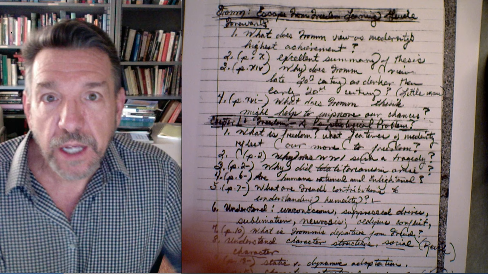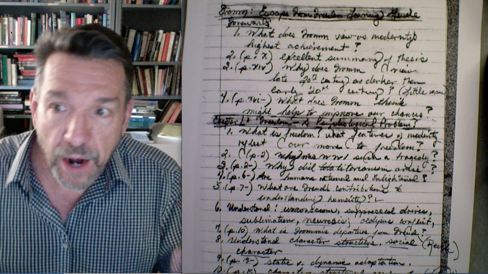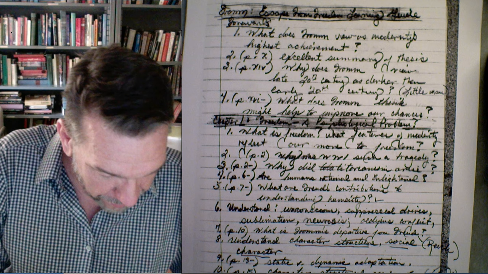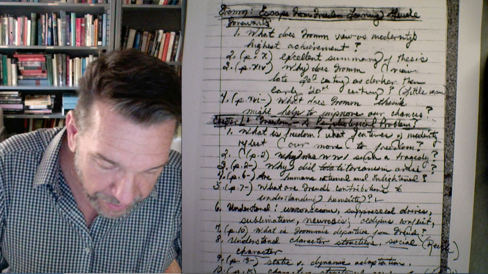Okay, so let's just really fast walk through some of the beginnings of the book. So in the foreword to the book, Fromm says that he views modernity as a very high achievement, right? That our modern world, of the three great things that he writes about at the beginning, there are three great aspects to modernity.